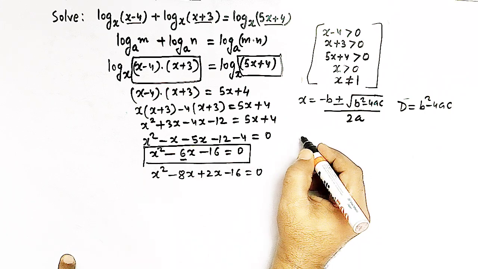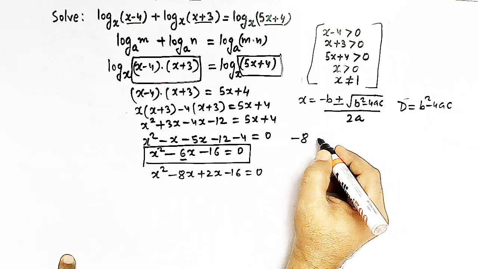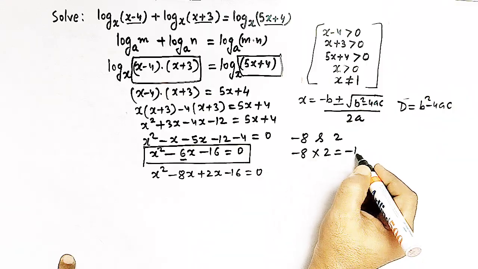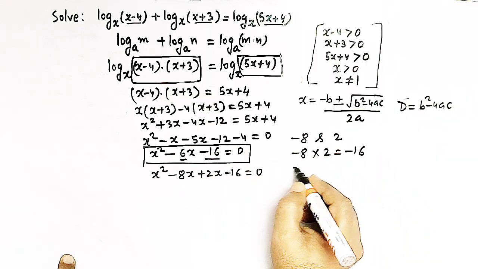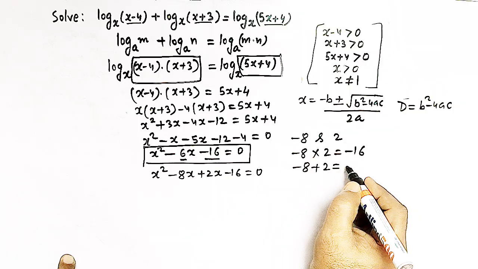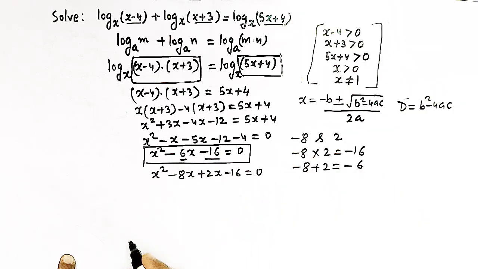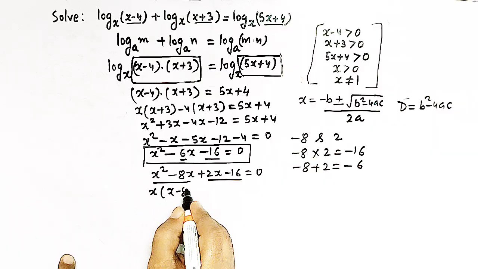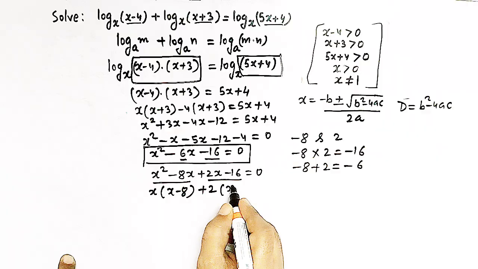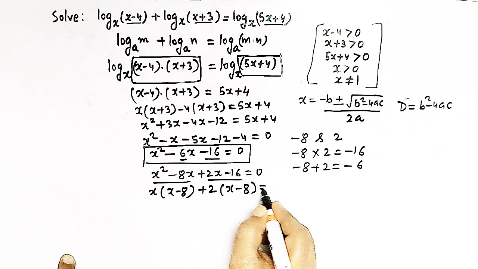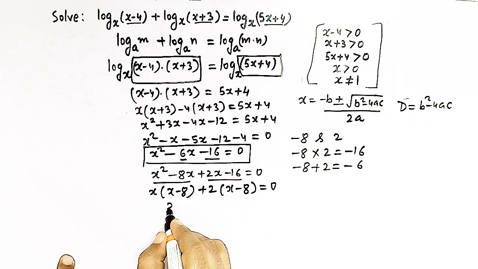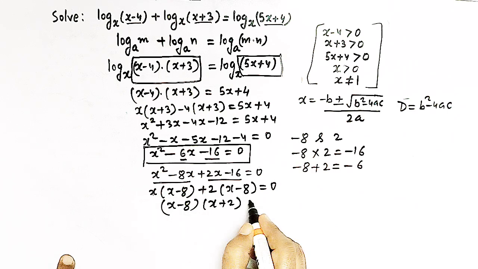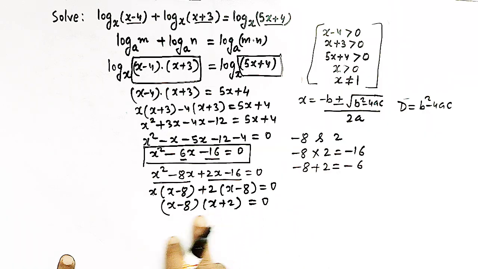So here we have the two numbers, minus 8 and 2, and the product is minus 16, and minus 8 plus 2 is equal to minus 6, right? Okay, so now we can write x minus 8, then we have 2, x minus 8 is equal to 0. Now we can write (x minus 8)(x plus 2). So here we have the two linear factors.